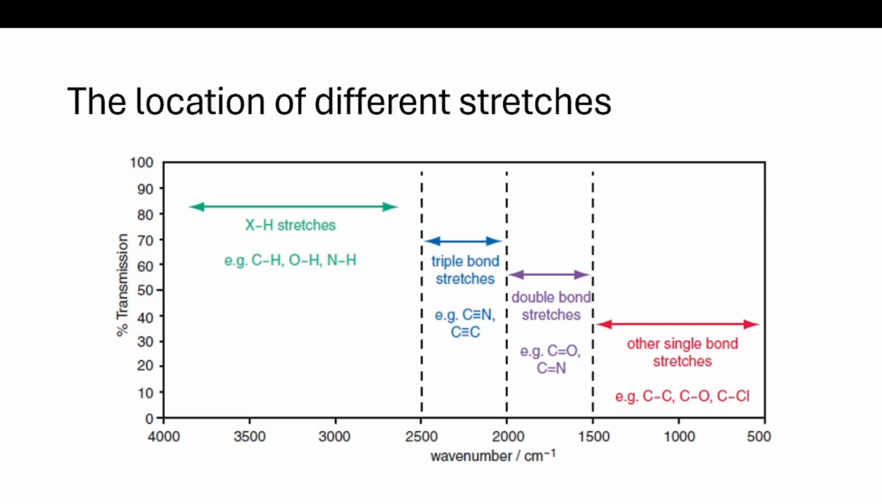Now, as we go down, we can see triple bond stretches, double bond stretches, and various other single bond stretches. So, for example, a carbon-carbon bond in an alkane, or a carbon-oxygen bond in something like an alcohol.